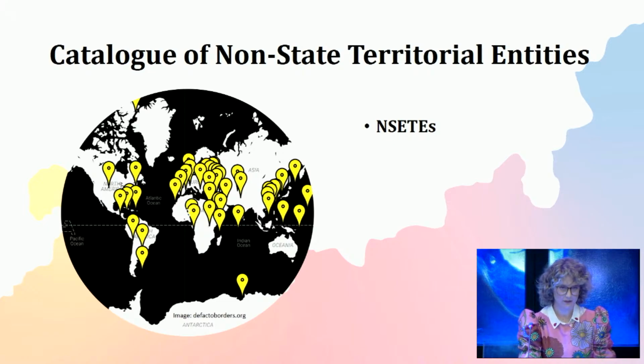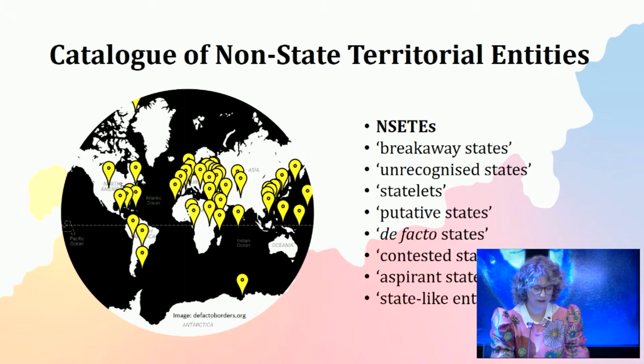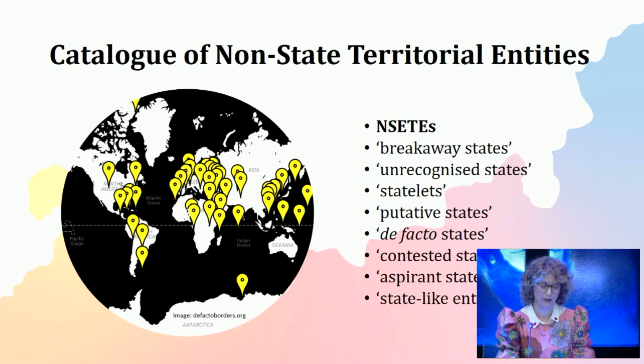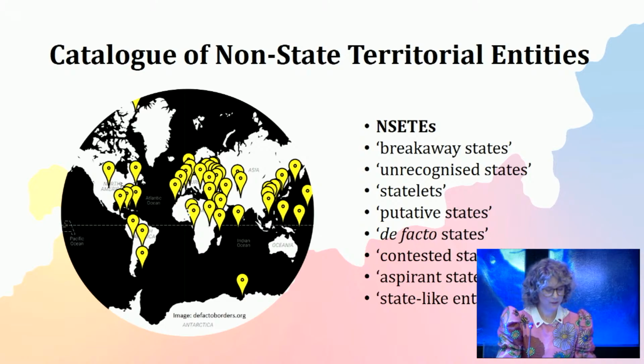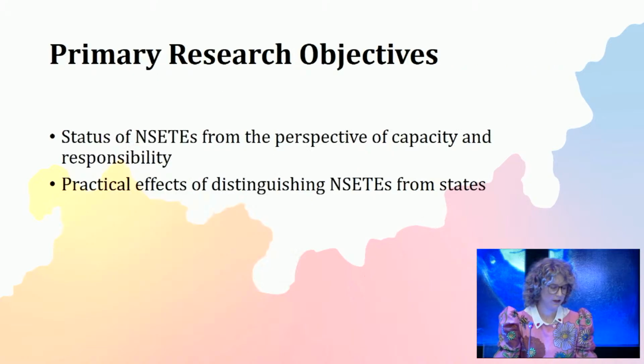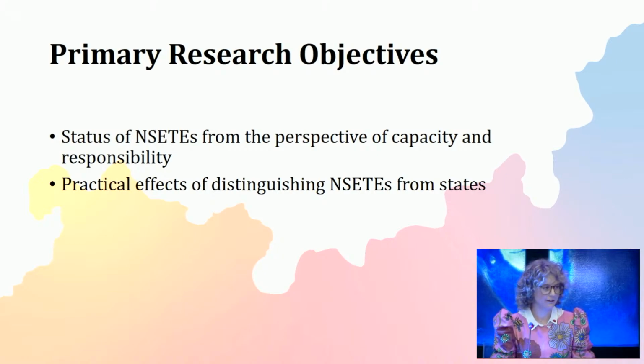Now, you might have seen them under different names: breakaway states, unrecognized states, statelets, putative states, de facto states, contested states, aspirant states, or state-like entities. These all mean something slightly different, but the one I'm concerned with is non-state effective territorial entities. So how do we tackle this problem of looking at capacity and responsibility and trying to establish what is wrong or right with the underlying international legal system? I set out to determine the status of non-state effective territorial entities from the perspective of capacity and responsibility. And as a side mission, some practical effects of distinguishing non-state effective territorial entities from states.